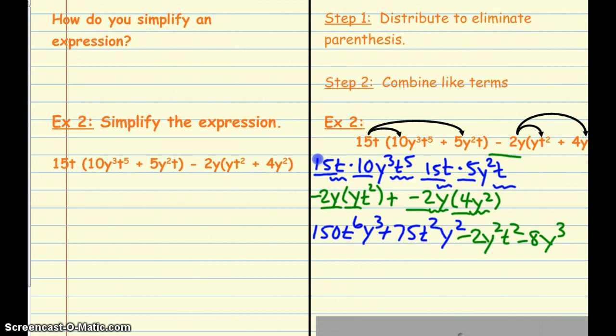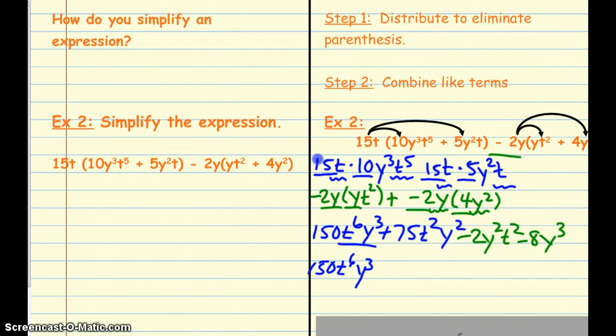So in here, we just want to make sure that we do not have any like terms. And looking down the line, I look to see if there's anything else with a t to the sixth y to the third, and there isn't. So I have 150 t to the sixth y to the third.